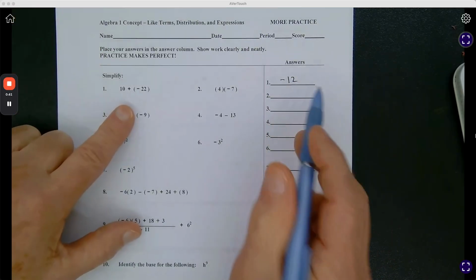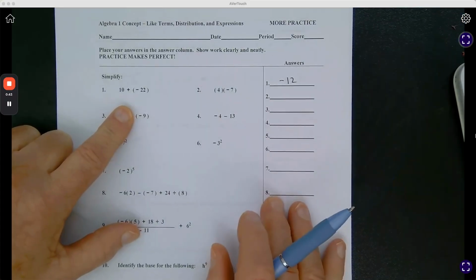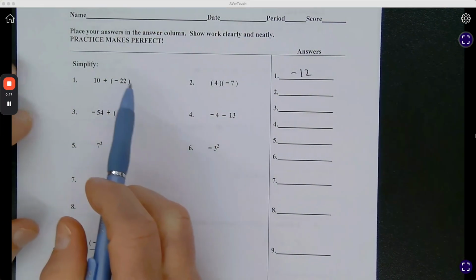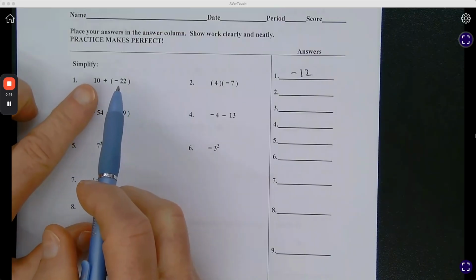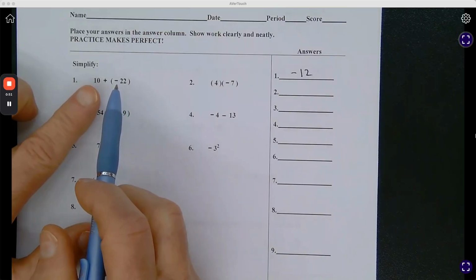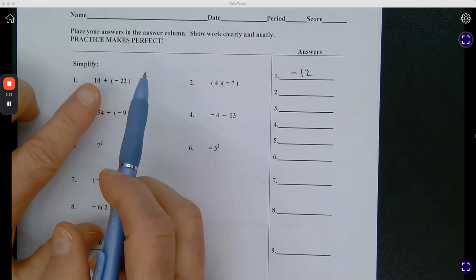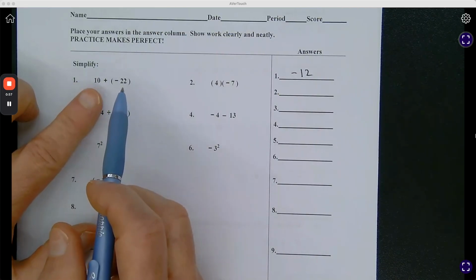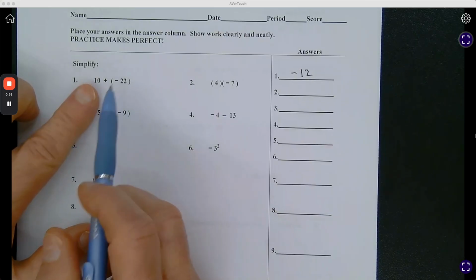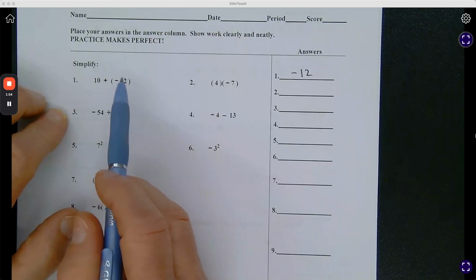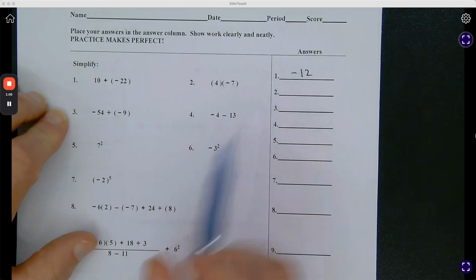Remember, when you're combining constants, like adding or subtracting, then you really want to just think about whether the numbers are the same sign or opposite signs. If they're the same sign, you just add them up and put the common sign in front. If they're opposite signs, like in this situation, a positive and a negative, then you take the difference, and the one that has the largest quantity, that's what goes in the front.